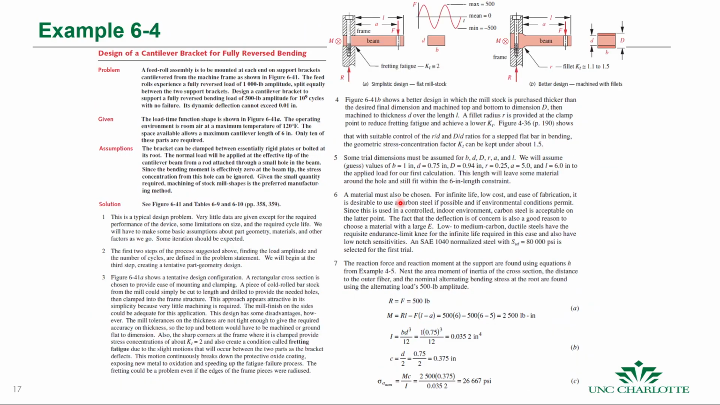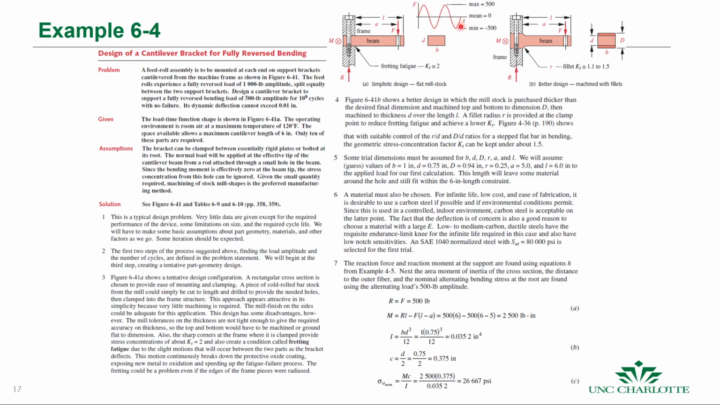So let's go through this with an example. This problem is the design of a cantilever bracket for fully reversed bending. This is something we might experience if we had a bearing on here and something was rotating under load, similar to the Moore machine, or in this case, we just have this load that goes back and forth between positive and negative values.